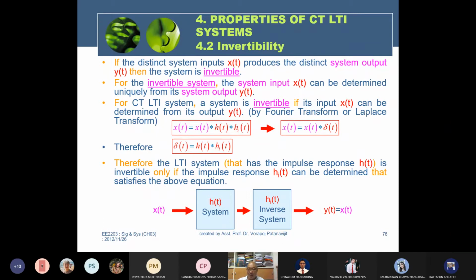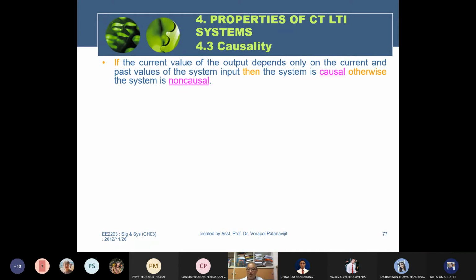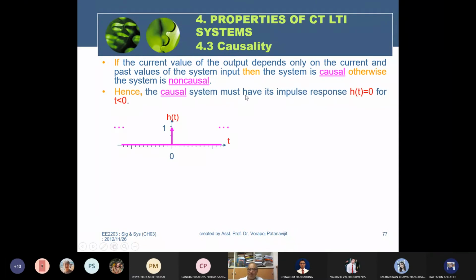Therefore, the wireless channel today is very efficient, so you can transfer big data, not just smaller data. Next one is causality. If the current value of the output depends only on the current and past values of the system input, then the system is causal. Otherwise, the system is non-causal. Hence, a causal system must have an impulse response of 0 for time less than 0. It means for time less than 0, h(t) must be 0.